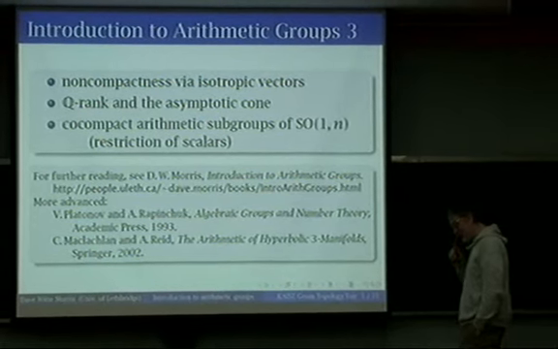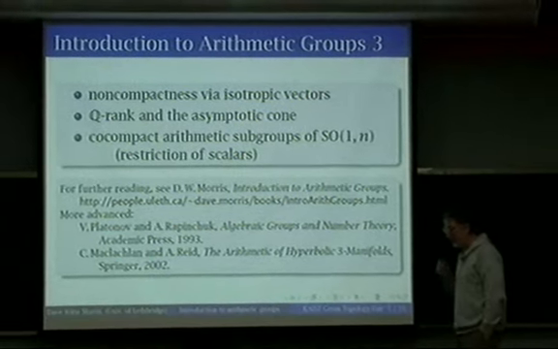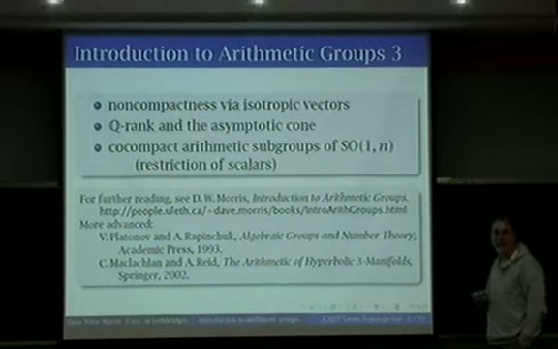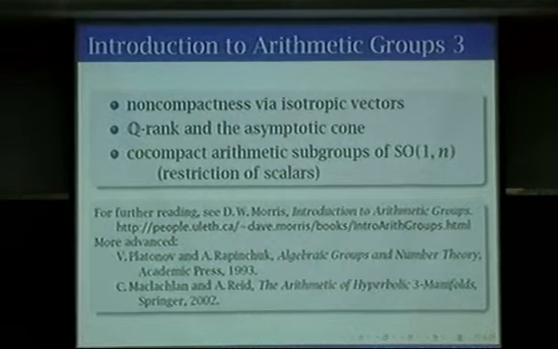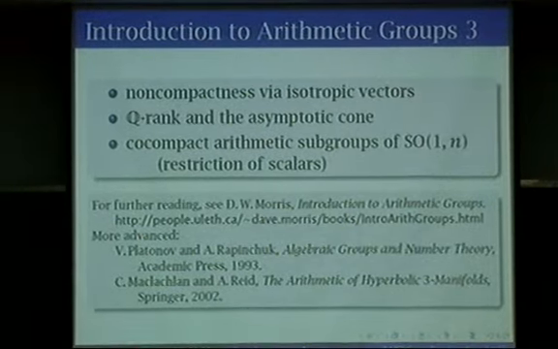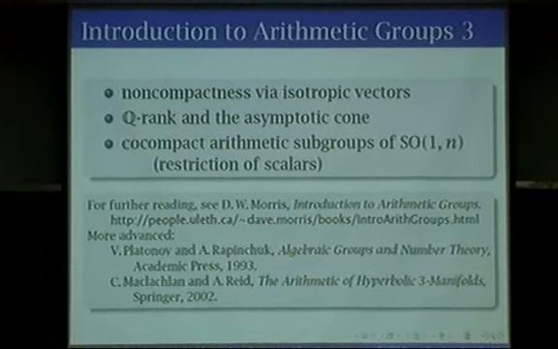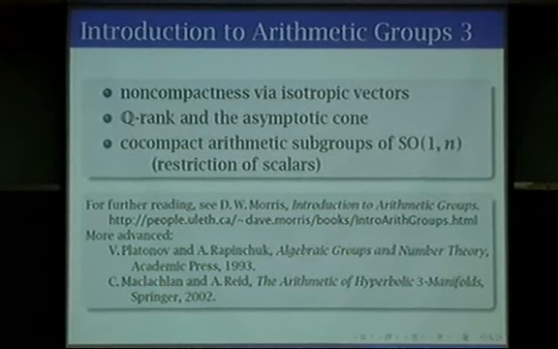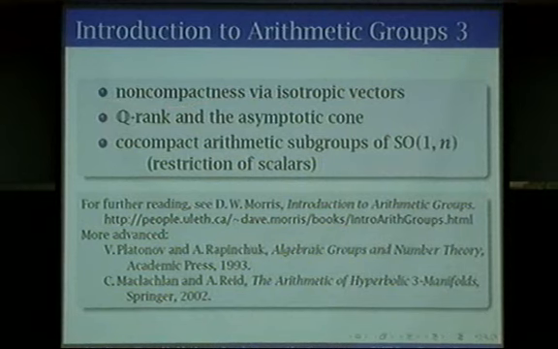We'll check whether G mod gamma is compact by looking for something called isotropic vectors. I'll explain what that means. But deciding whether or not a manifold is compact is so fundamental, I wanted to emphasize it, and so I'm talking about three different ways. Then I'll use that compactness criterion to introduce something called Q-rank.